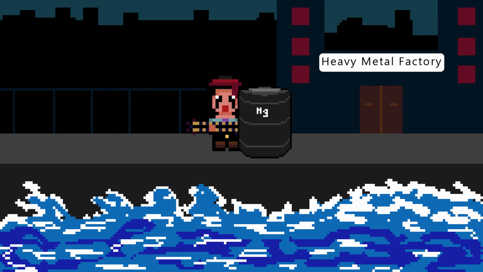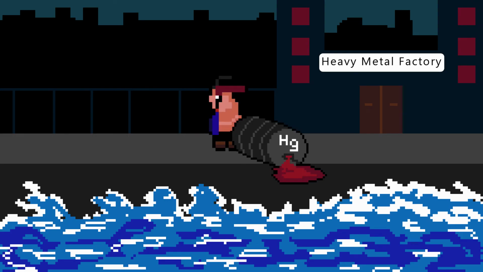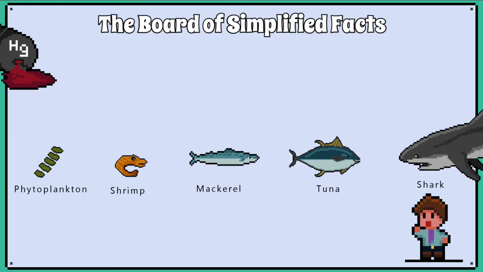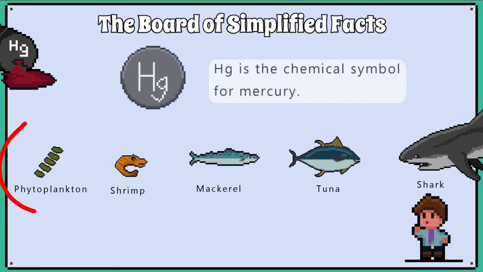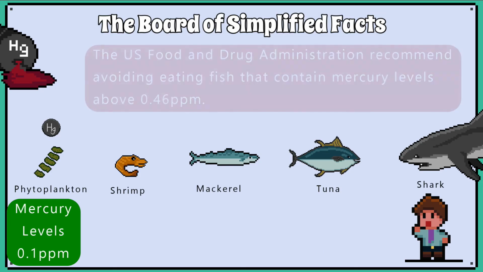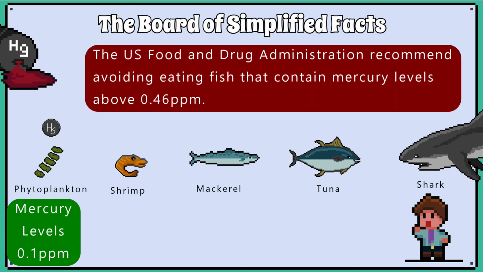Let's take an industrial accident where mercury enters the coastal waters and begins to pollute the area. Let's use some simplified numbers and say that the mercury levels in each individual phytoplankton which have absorbed the mercury and are at the bottom of this food chain is currently at around 0.1 parts per million. This may not seem like much, but the US Food and Drug Administration recommend avoid eating fish that contain mercury levels above 0.46 parts per million.